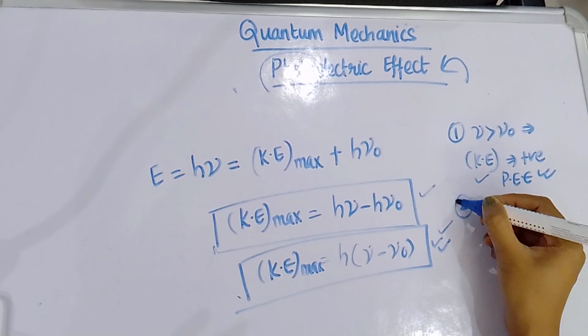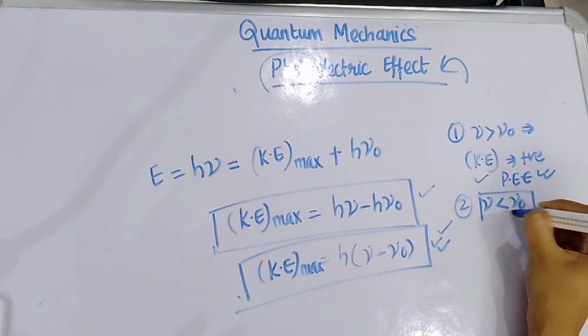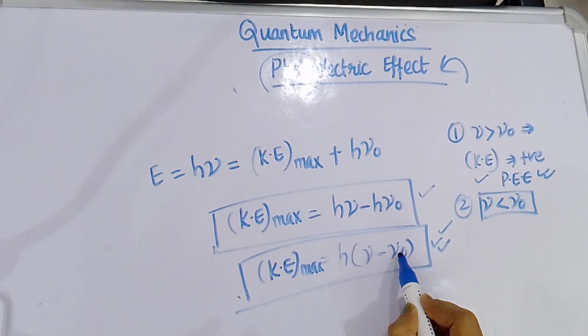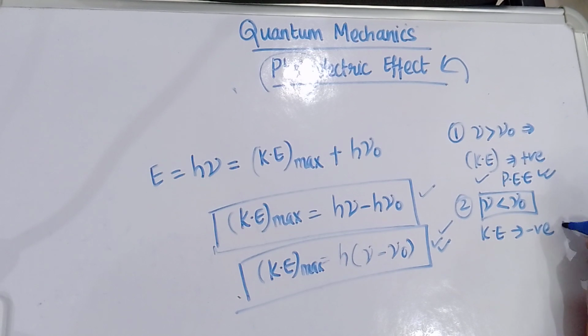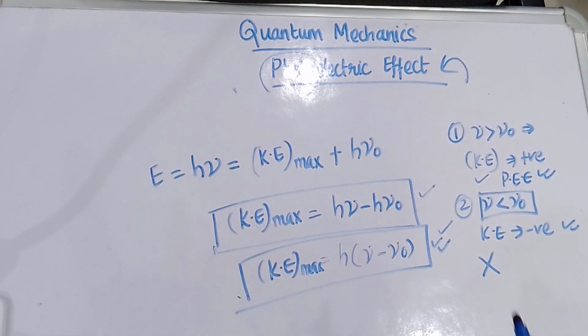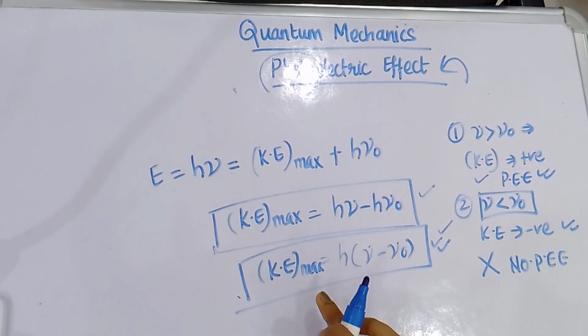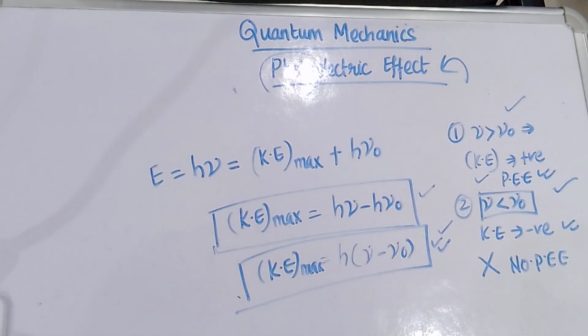Second case was when nu is lesser than the threshold frequency. What happens in this case? If nu is lesser than nu naught, then if you take the difference you will be getting a negative value. So now kinetic energy is becoming negative. Is it possible? We can't. Kinetic energy is a positive quantity. We won't get a negative quantity for kinetic energy. That means this process doesn't take place, so no photoelectric effect. So from the Einstein photoelectric equation itself, we can prove the concept of threshold frequency.